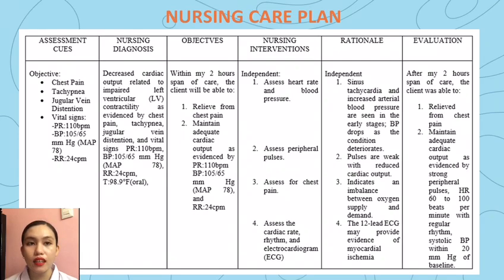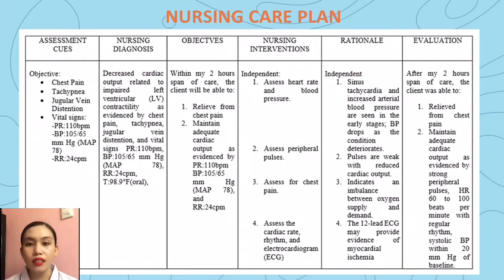For the nursing diagnosis: decreased cardiac output related to impaired left ventricular contractility as evidenced by chest pain, tachypnea, jugular vein distension, and vital signs, which are the pulse rate 110 beats per minute, the blood pressure 105/65 millimeters of mercury, MAP 78, and the respiratory rate, which is 24 cycles per minute.